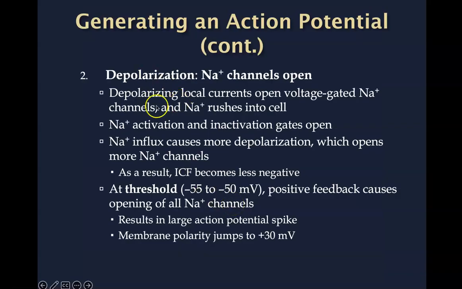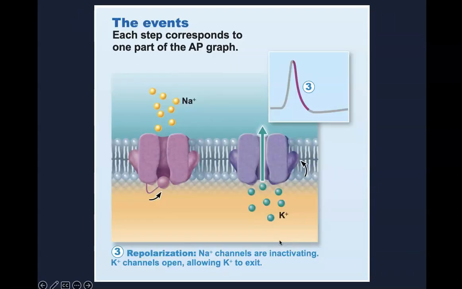So again, this is basically what I told you. At that threshold, negative 50 to 55 millivolts, we have that positive feedback mechanism that's going to occur. All of our sodium channels in that area are going to open up, causing more of a change in the membrane potential. And this is going to cause neighboring sodium channels to open up, causing more of a change in membrane potential. Hence, positive feedback. Okay, so that membrane polarity is going to jump up to about positive 30.